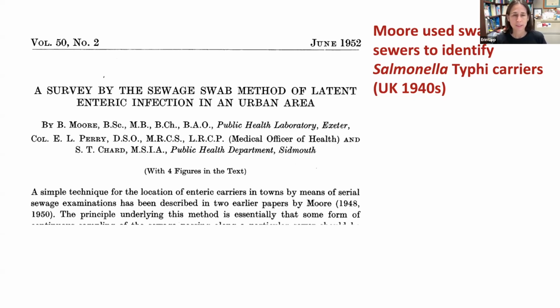But this was one of the earliest examples of using the fact that we flush waste into a system, and that flushed waste can tell us something about what's happening in a population. In this case, Moore was using it to go up into a sewer shed to understand who might still be transmitting Salmonella typhi.